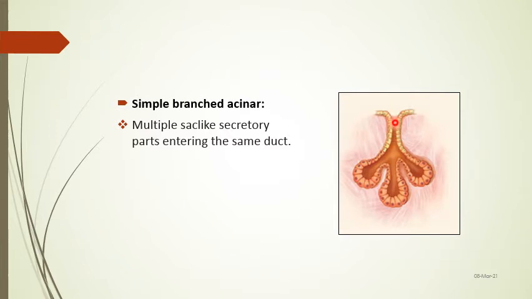Simple because we have one duct, not branching. Branched acinar, the acini are branching. They are multiple, entering into the same duct. Example of this: sebaceous glands of the skin. They are simple branched acinar.